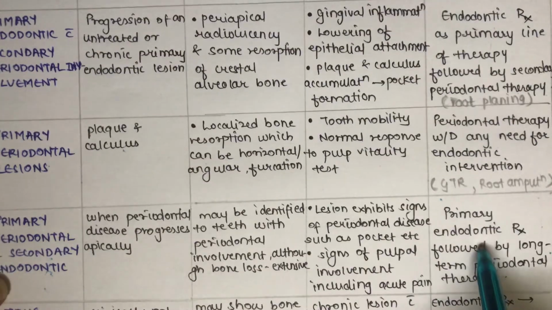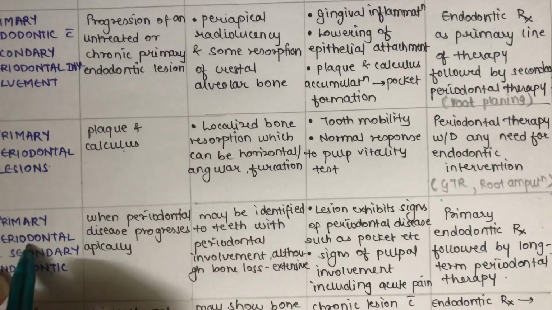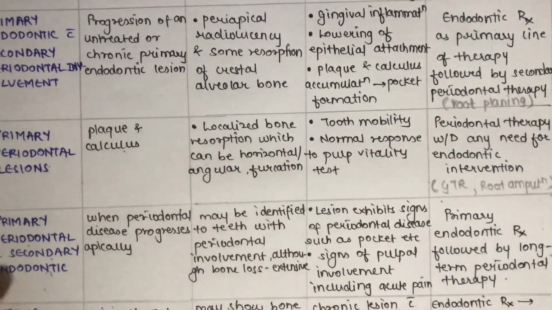Now over here, the treatment is primary endo followed by secondary perio. Now you would be thinking it is a primary perio, but the treatment we are saying is a primary endo.